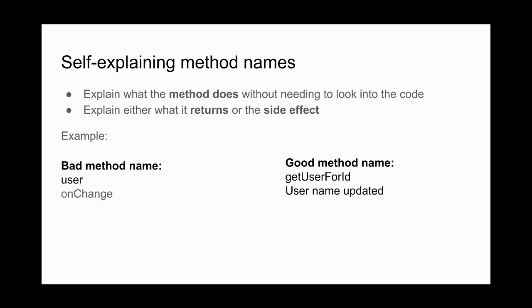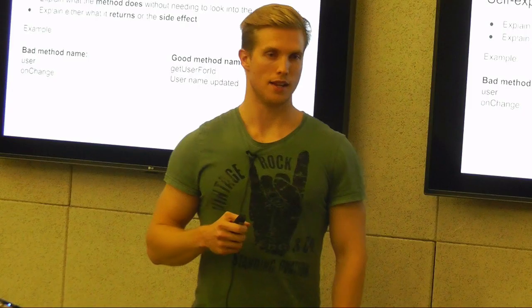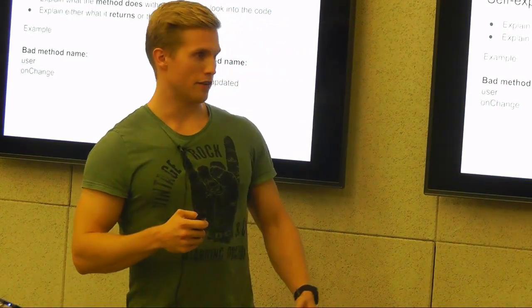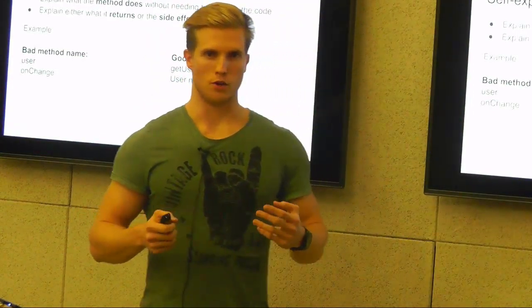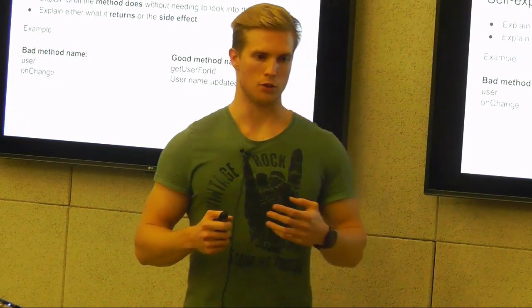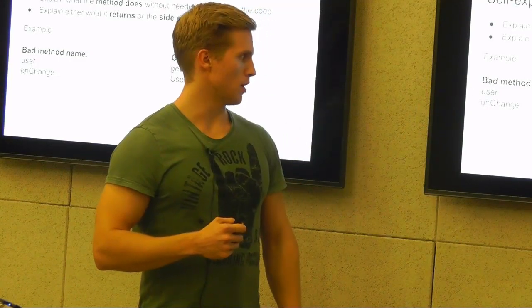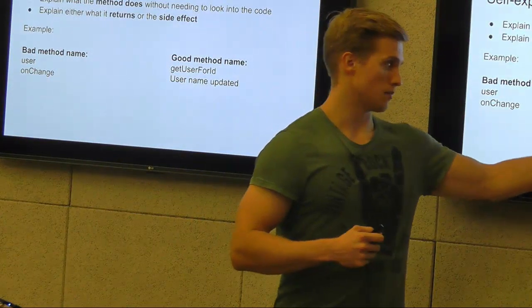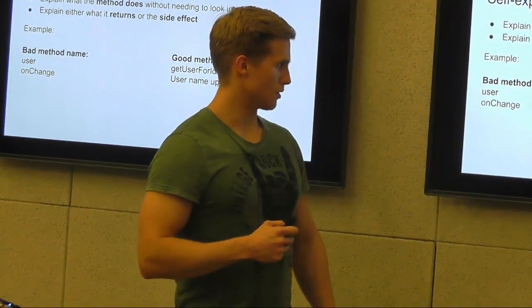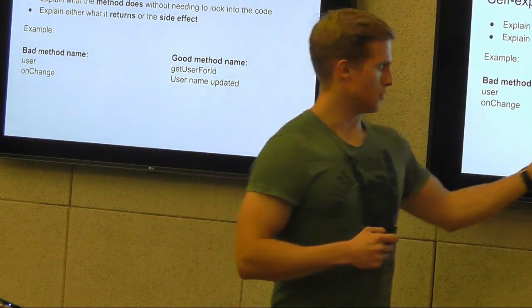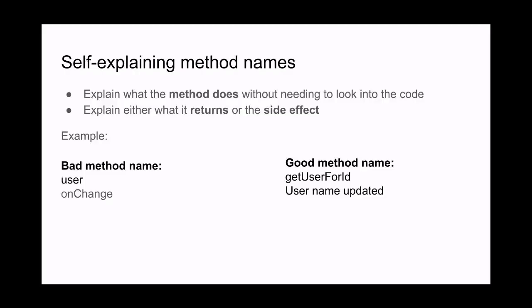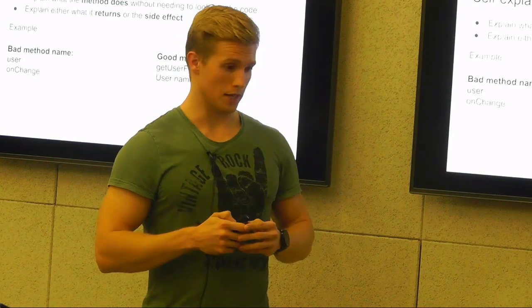So the third thing is self-explaining method names. A method should just explain what it does without needing to look into the code. Again, if you need to look into the code and go white box with it, then it's something bad. And you either explain what it returns or the side effect. I'm going into that later, the command query segregation, why you should split that up into 2 parts. But when a method is just called user, I have no clue what's going on. Is it going to create a user? Is it going to get the user? Get user ID, now I know. On change, I don't know what's going on. It's probably something that's written very fast. Username update, if it's like that, I know what it is, and it's just communicating either what it's returning or the side effect without a need to look into the code.